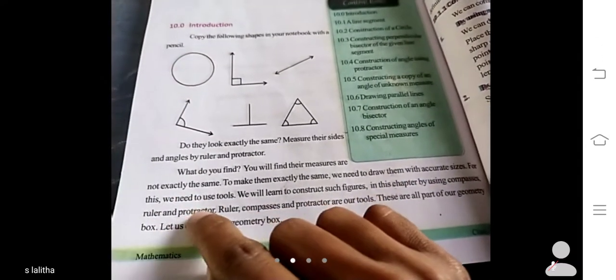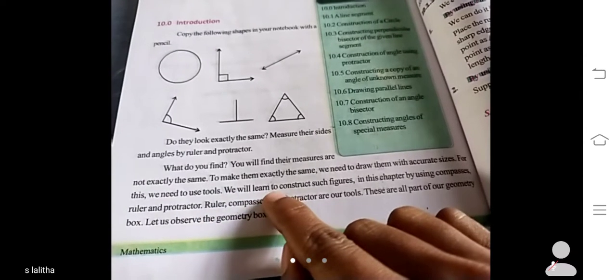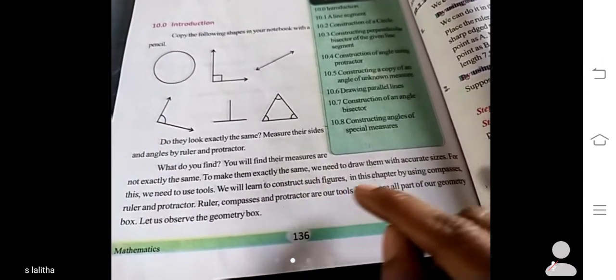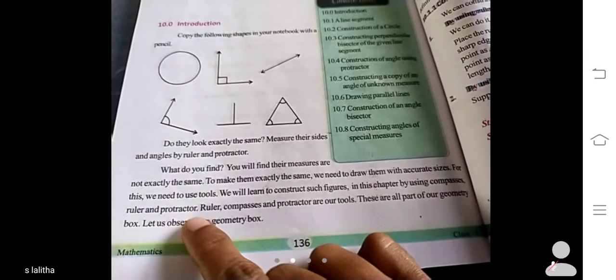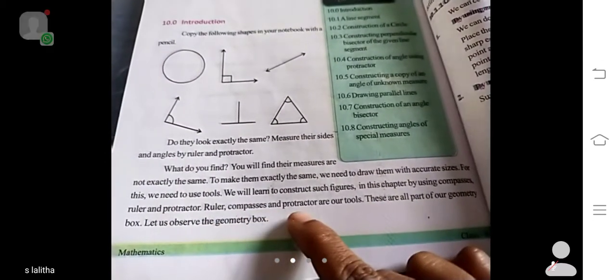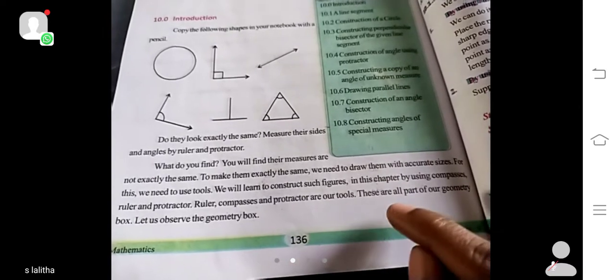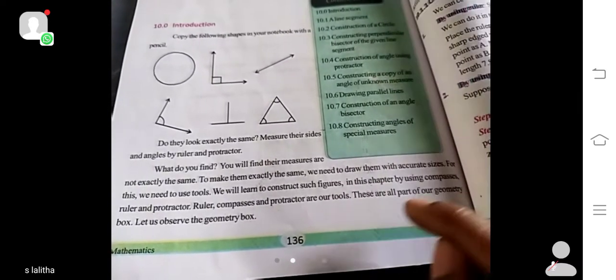For this, we need to use tools. We will learn to construct such figures in this chapter by using compasses, ruler and protractor. Ruler, compasses and protractor are our tools. These are all parts of our geometry box. Let us observe the geometry box.